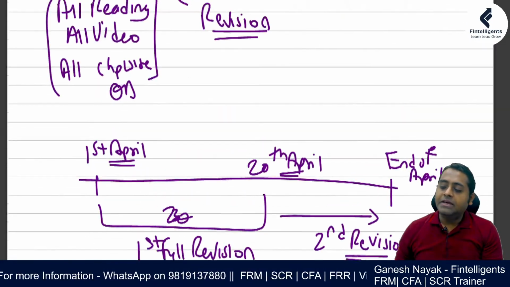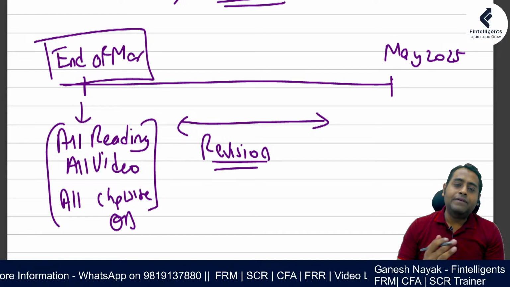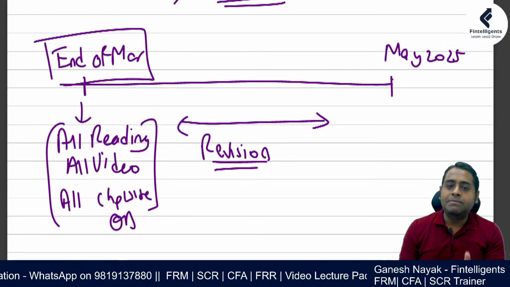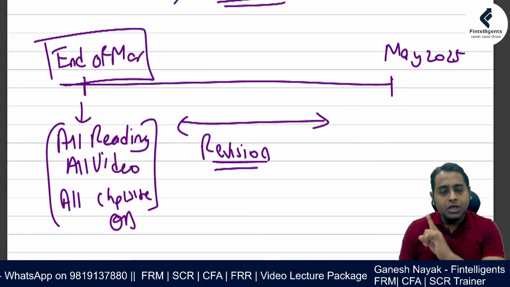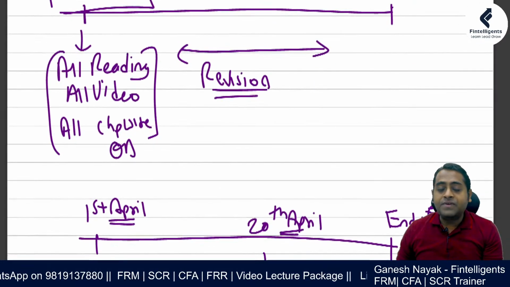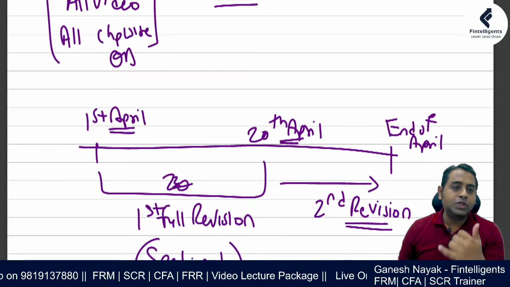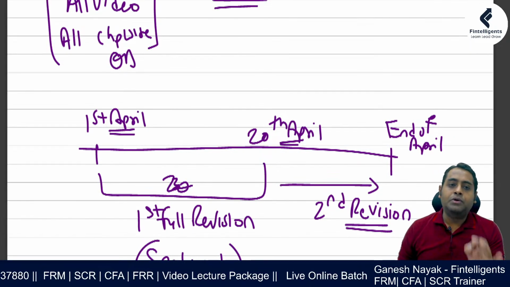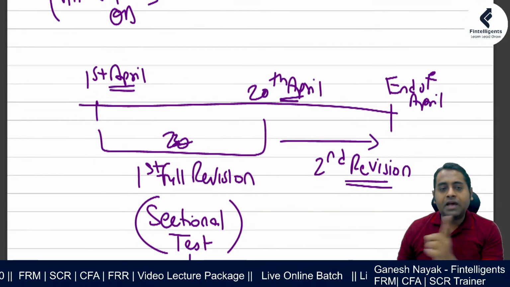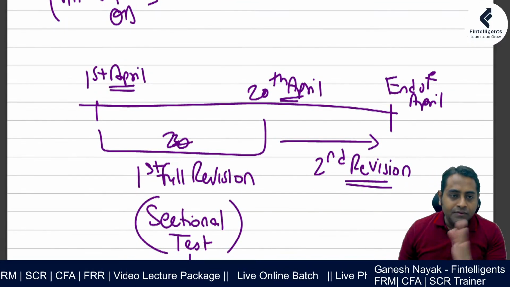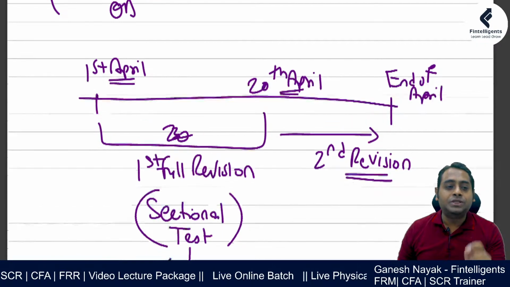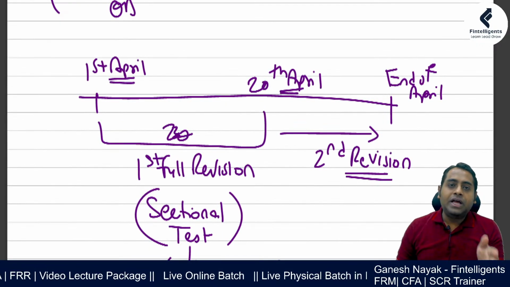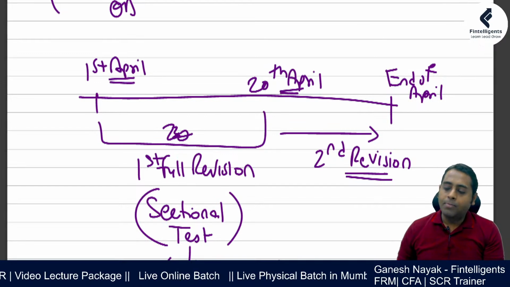Ideally by end of March you should be done with all your reading, all the chapter videos, all the chapter wise questions, at least minimum 20-30 questions for each chapter. Now from 1st of April till 20th of April, in the first 20 days, because you're doing the revision for the first time, it is going to take a lot of time. So do your entire full revision, and once you complete it, do sectional test, your entire book wise test. Previously you had done chapter wise test, now focus on the book wise test.